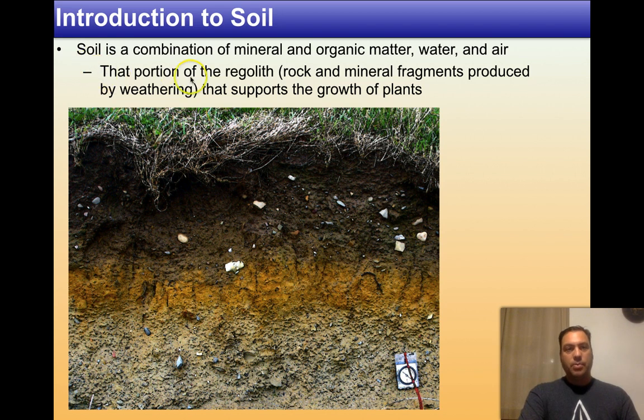So anyways, that portion of the regolith, here's a nice little vocabulary word that I want to make sure that you know. Regolith, which is rock and mineral fragments produced by weathering. Okay, so it's busted up rock from weathering that supports the growth of plants.